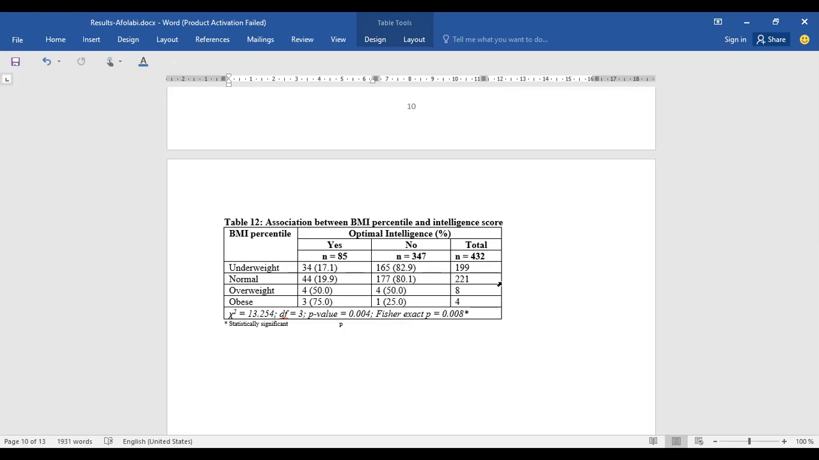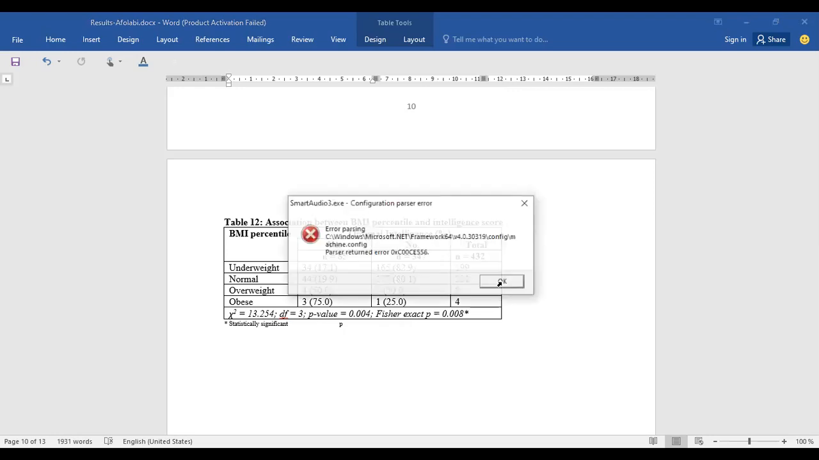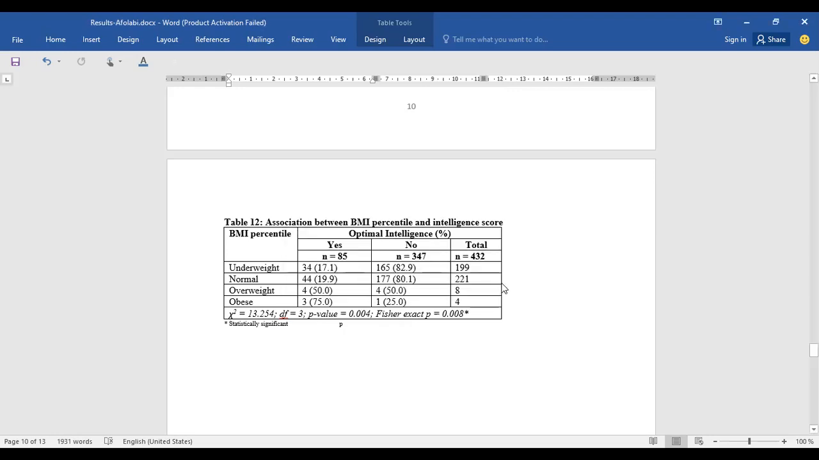Those are 2 categories of intelligence: optimal intelligence, yes or no. Either optimal or no optimal intelligence. Those are 2 categories, while the BMI category is 4 categories. 4 times 2 making 8. There are 8 cells. If we check it now, from these 8 cells, 1 out of 8 is 12.5%. 2 out of 8 will be 25%.